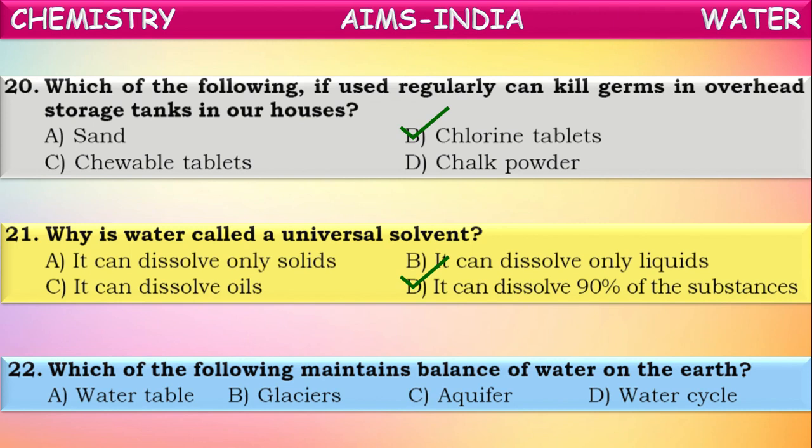Next, which of the following maintains balance of water on the earth? Even though we are continuously using water for our purposes, in different manners, for agriculture, for factories, for consumption, for remaining works, still the water is maintained. So which maintains this balance of water? That is the water cycle, isn't it? What is the water cycle? The process of conversion of water from one form to another form by the action of nature on it is called the water cycle. Because of the water cycle, it is able to maintain the balance of water, right?